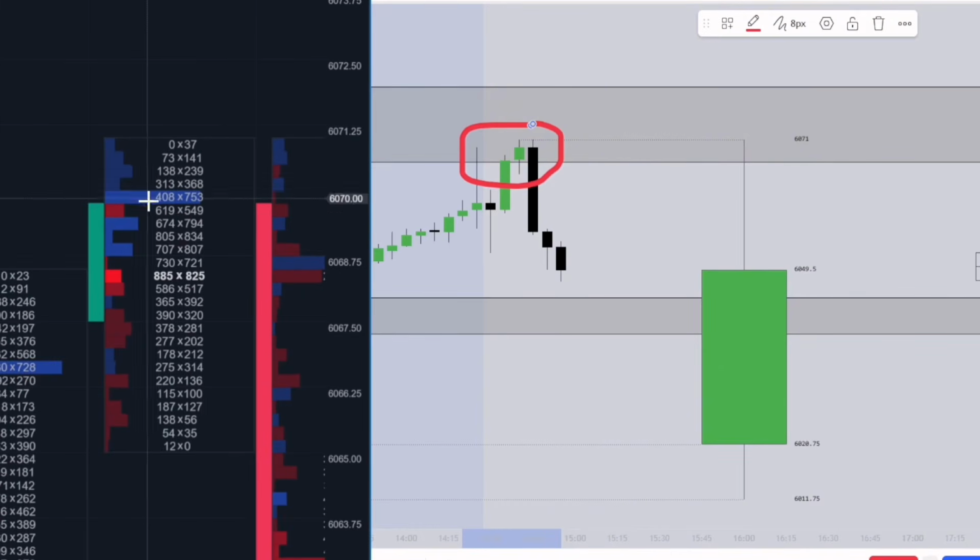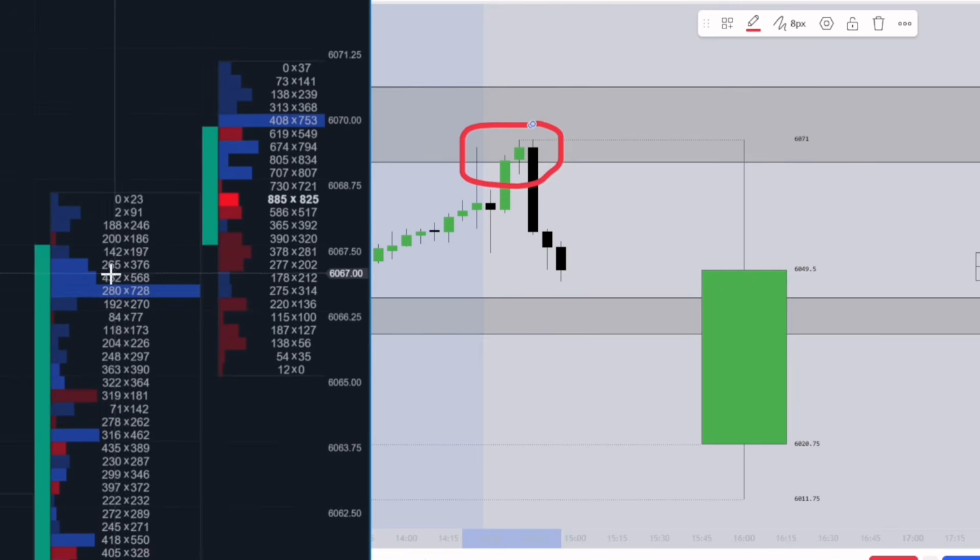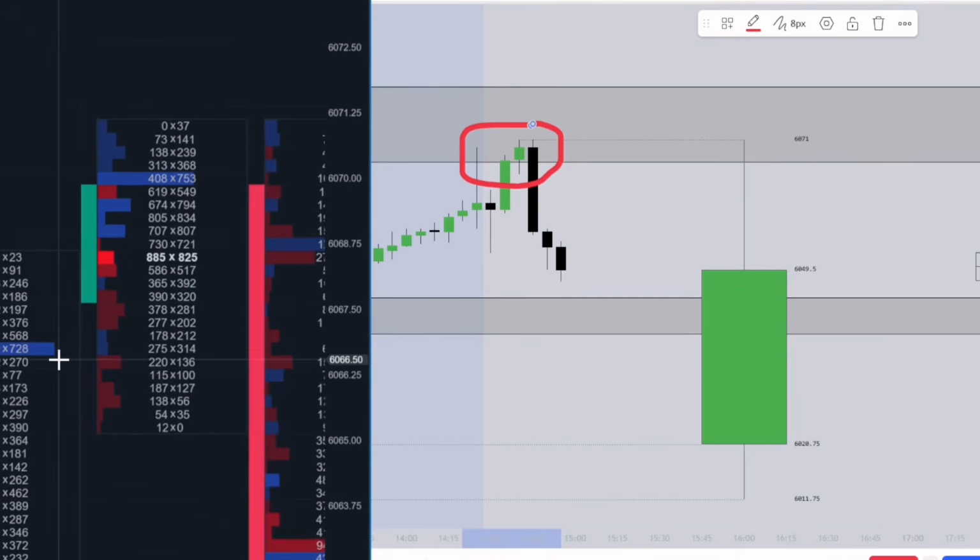So we also see that over here. We see 280 for 728. That's roughly a 3x difference. We see 408 for 753. That's just under a 2x difference.